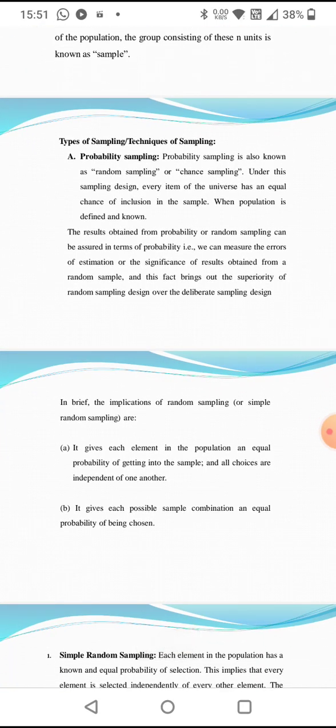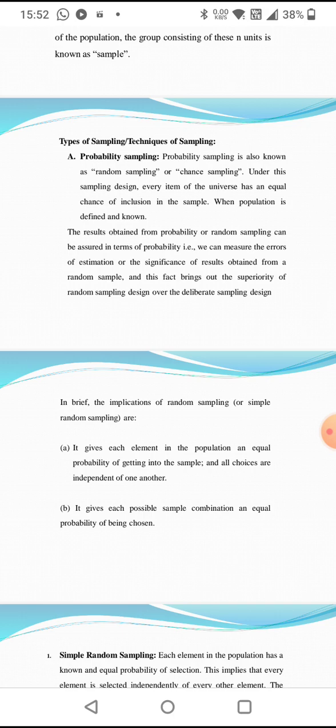Random sampling from a finite population refers to that method of sample selection which gives each possible sample combination an equal probability of being picked up, and each item in the entire population an equal chance of being included in the sample. This applies to sampling without replacement. That is, once an item is selected for the sample, it cannot appear in the sample again.